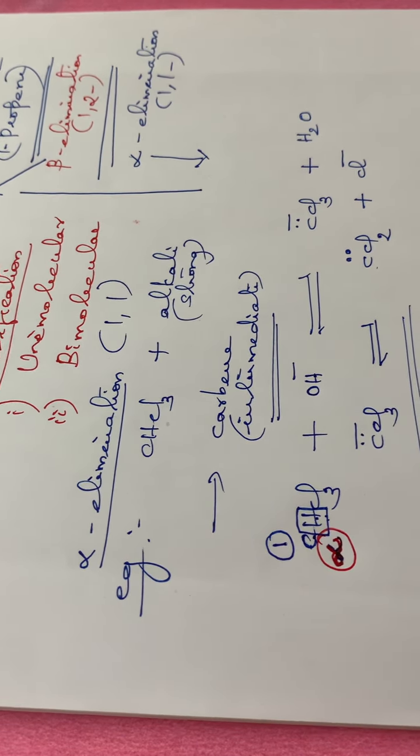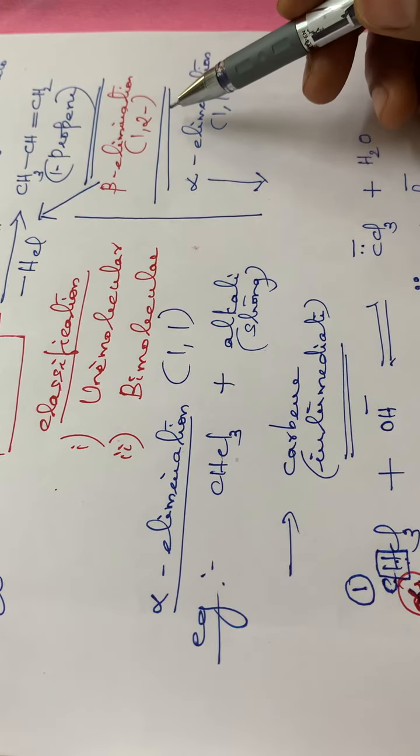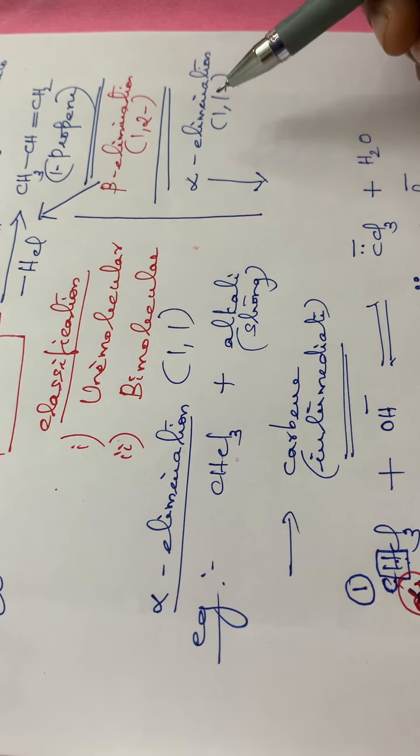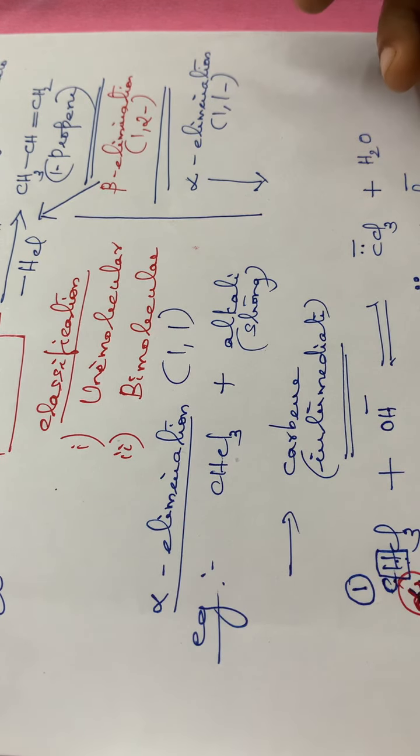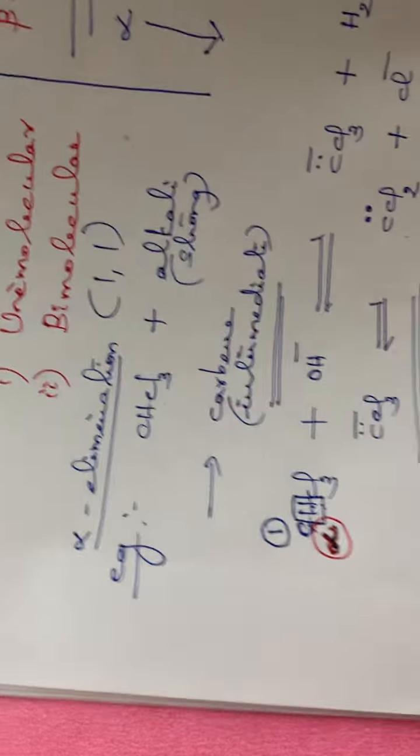Hope you are clear with alpha elimination and beta elimination. You also have to study the mechanisms and the different products formed as a result of beta and alpha eliminations in your PG classes. One more point to be noted is that commonly beta elimination happens, usually not alpha elimination. Beta elimination is the most commonly occurring reaction. Next we can go through the classification, unimolecular as well as bimolecular reactions.